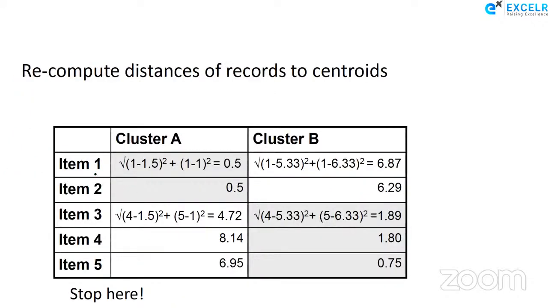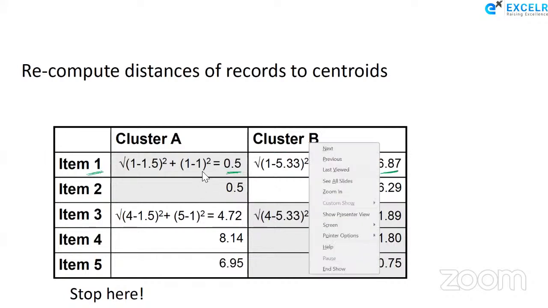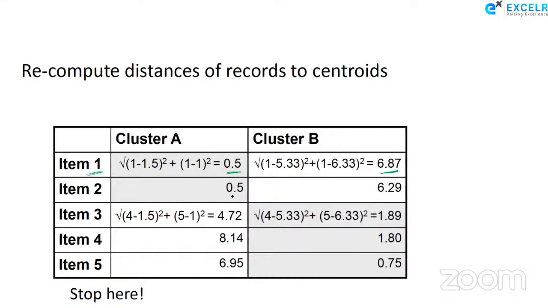Okay. And we see that item A, the first data point, has 0.5 distance to cluster A centroid and 6.87 distance to cluster B centroid. So we can see that it is already a part of A. It should remain a part of A. There is no need to move this data point. Similarly, the second data point is closer to cluster centroid A. We retain it in cluster A itself. There is no need to move it to cluster B.